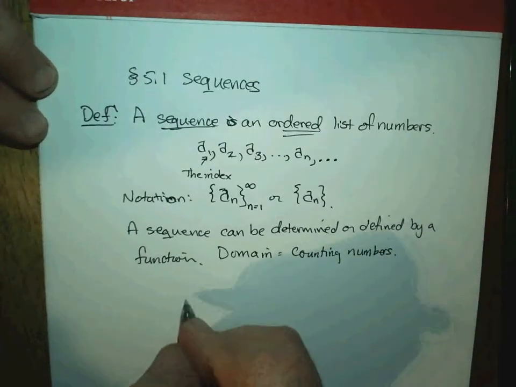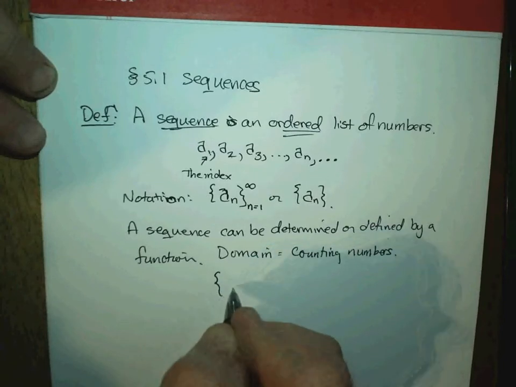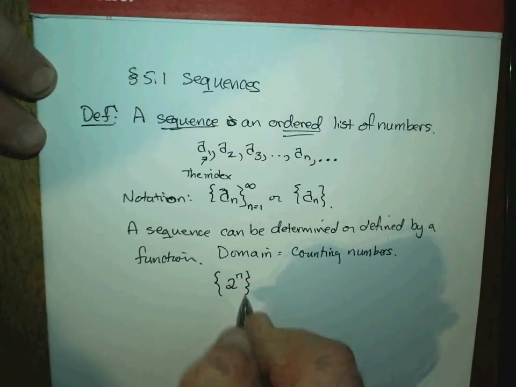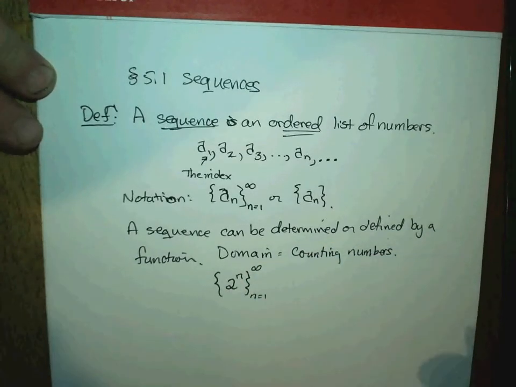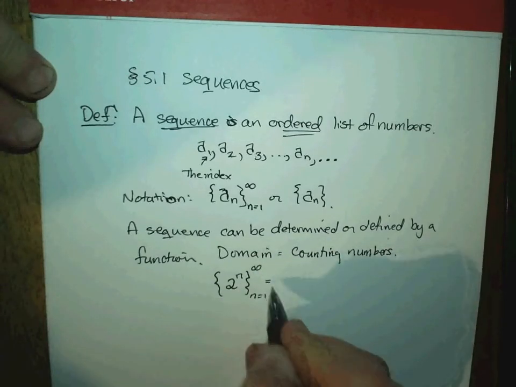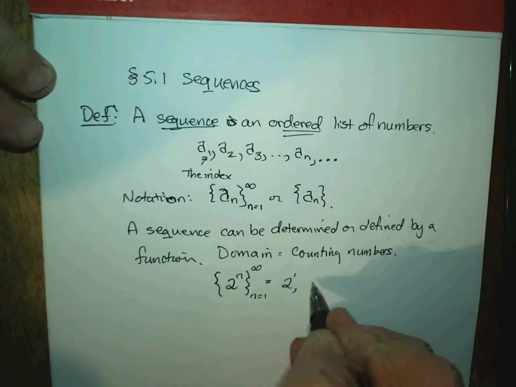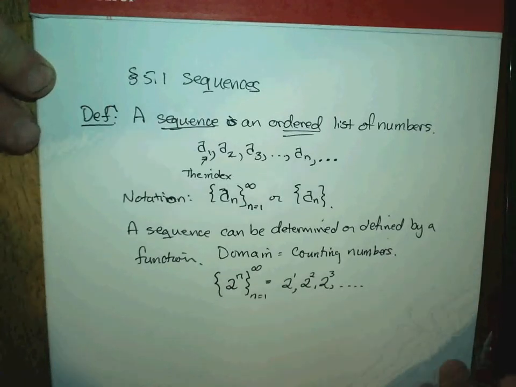And so we may describe a sequence by giving you the curly braces and then the rule or the function within the curly braces. So 2 raised to the nth power is the function that determines this sequence. And that means if you were to write out the terms, when n is 1, you'd get 2 to the 1. When n is 2, you'd get 2 squared. When n is 3, you'd get 2 cubed, and so on and so on.